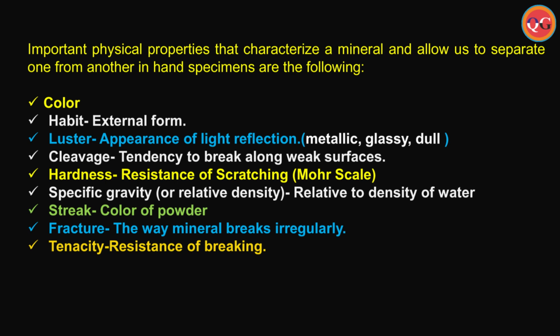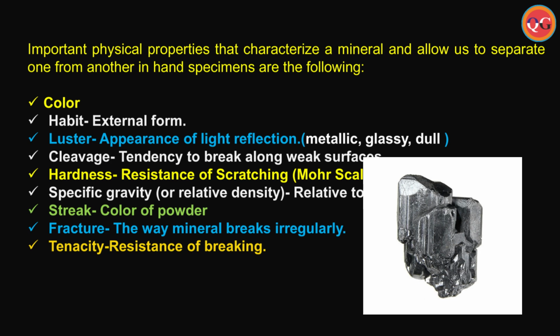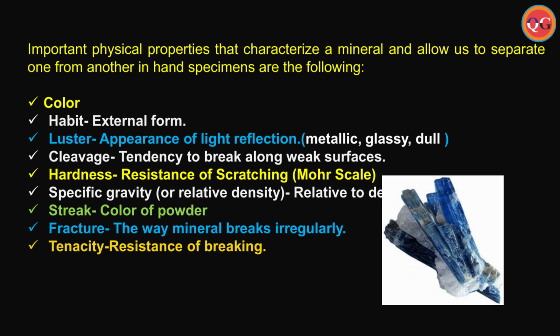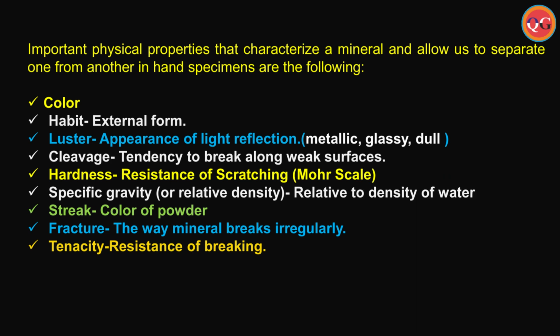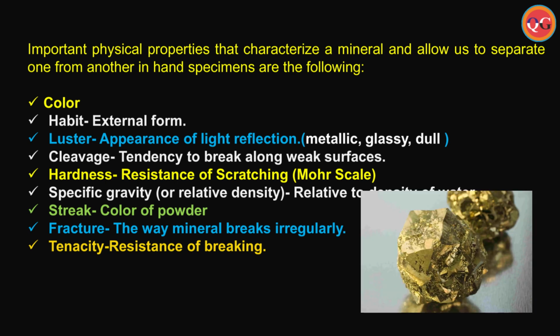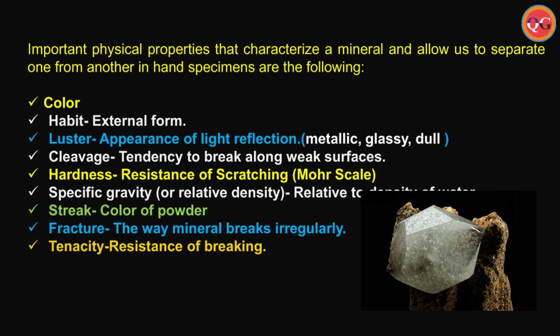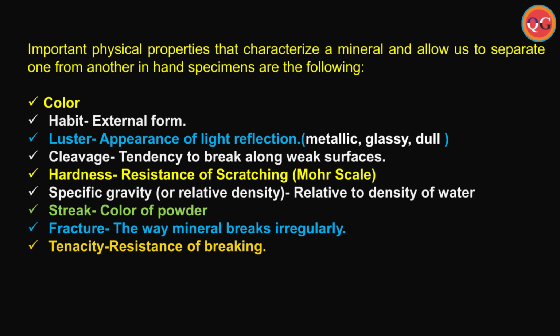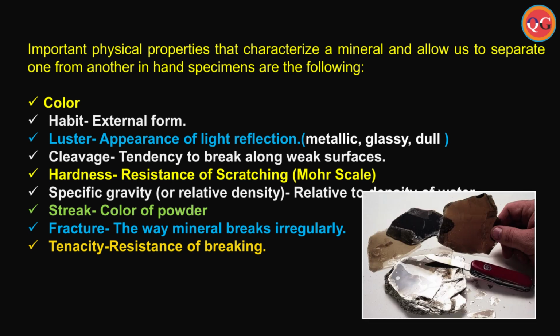Important physical properties that characterize a mineral and allow us to separate one from another in hand specimens are the following. Color. In this video, we will discuss briefly about color. Habit. External form that may be prismatic, blocky, bladed. The third one is luster. Appearance of light reflection. It may be metallic, glassy, or dull. Cleavage. Tendency to break along weak surfaces.